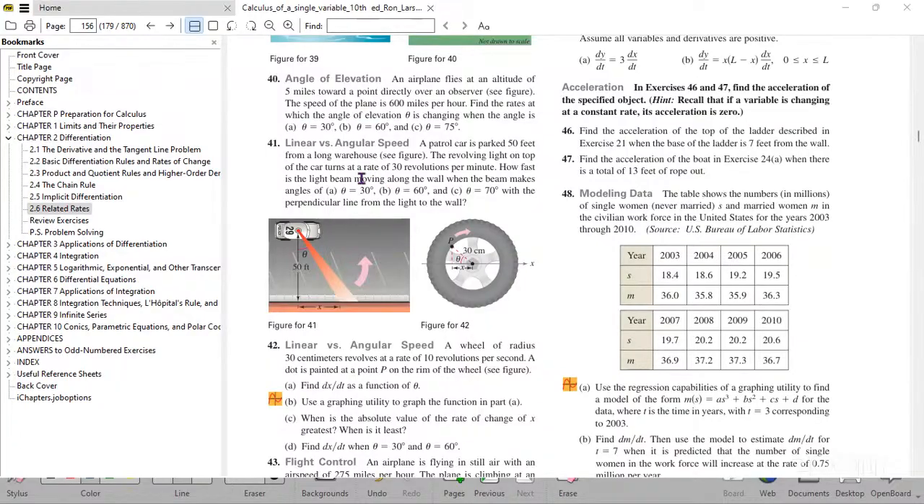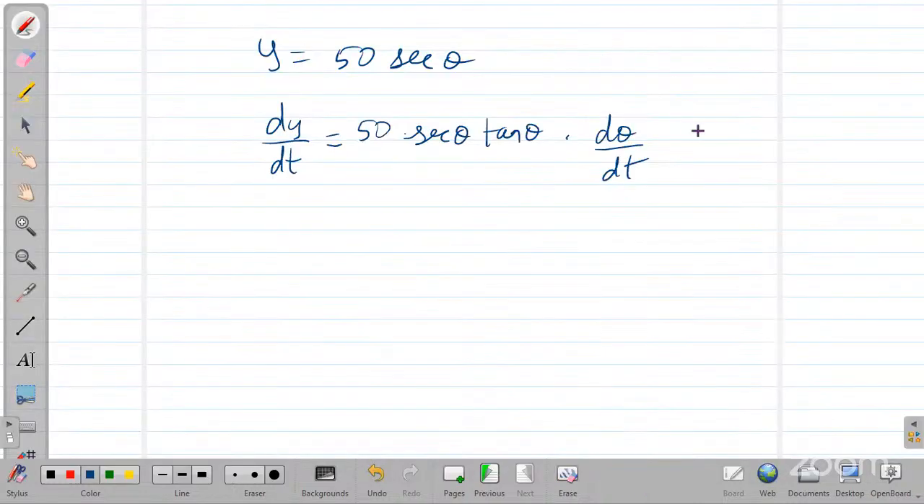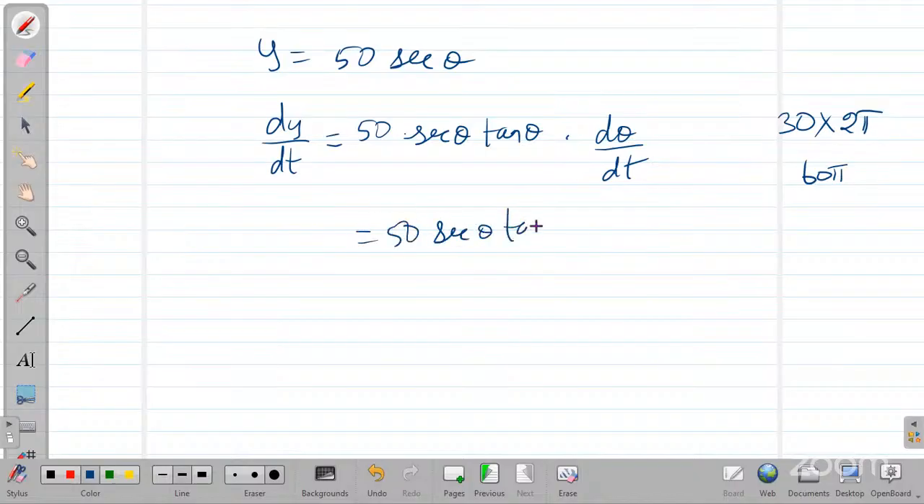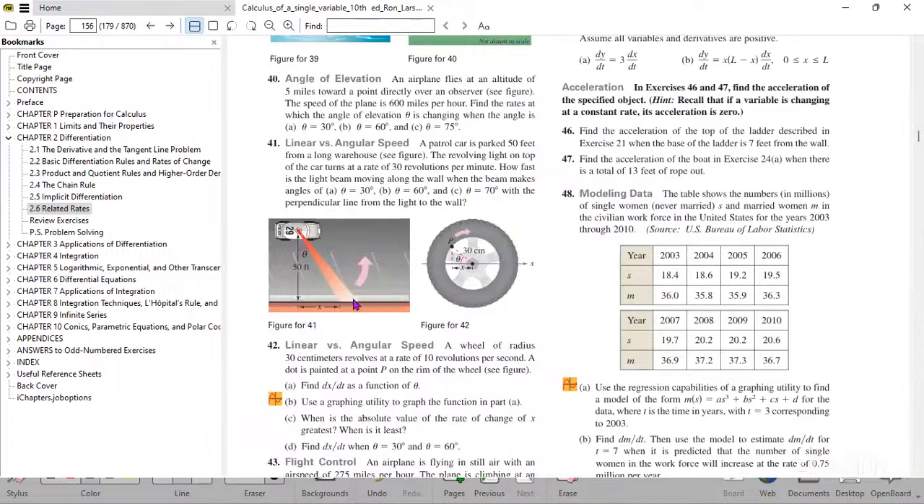Now, you see that the light is rotating at a rate of 30 revolutions per minute. So, 30 revolutions multiplied by, for every revolution, it's 2 pi. So, it will be 60 pi per minute. So, d theta divided by dt is 60 pi. So, 50 secant theta tan theta times 60 pi will be dy over dt. And dy over dt is what we'll find out because that's the speed. Speed means derivative, right? Speed is the first derivative.